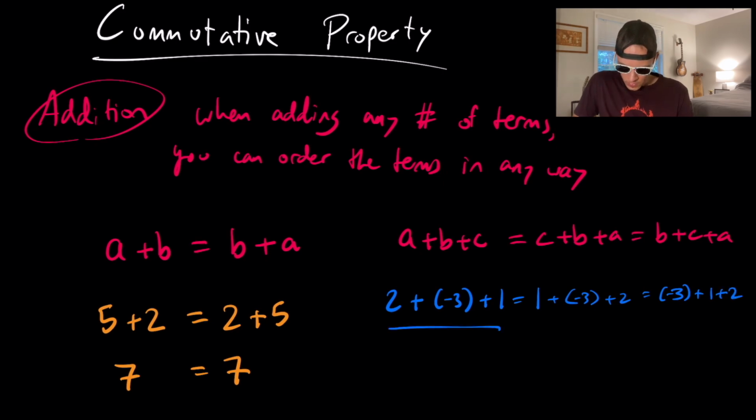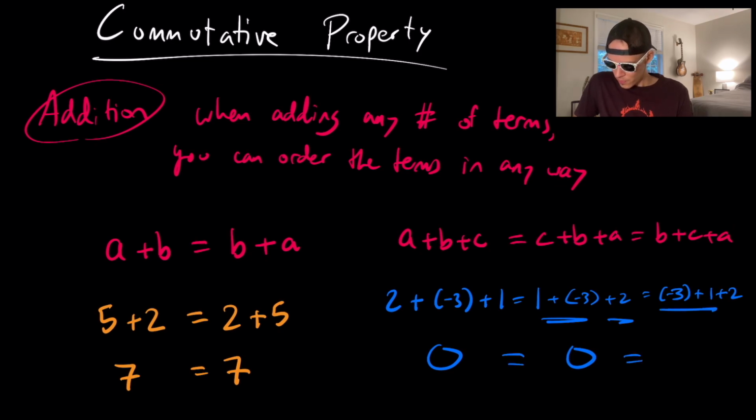So over here, 2 plus negative 3 is negative 1, and then plus 1 is 0, so I'll get 0. 1 plus negative 3 is going to be negative 2, and then plus 2 is also going to be 0, so that looks good so far. And then negative 3 plus 1 is negative 2, and then plus 2 is 0. So we can see that the order in which we add things, whether we have positives or negatives, as long as we're adding, it doesn't matter the order that we put them in. So that's the commutative property of addition.